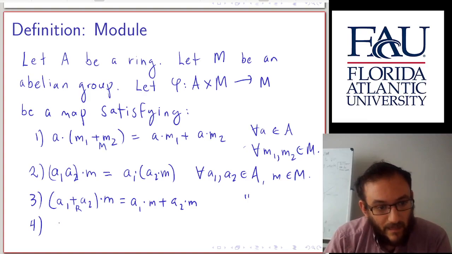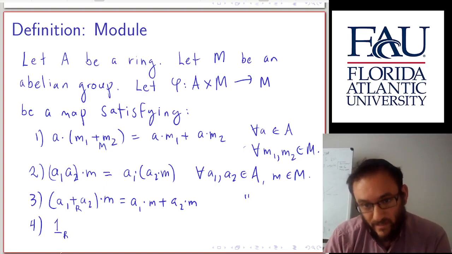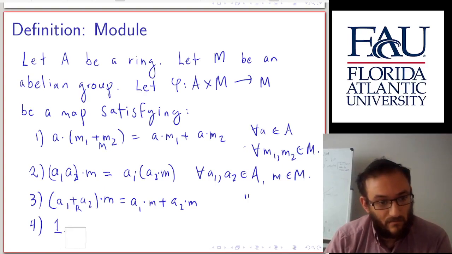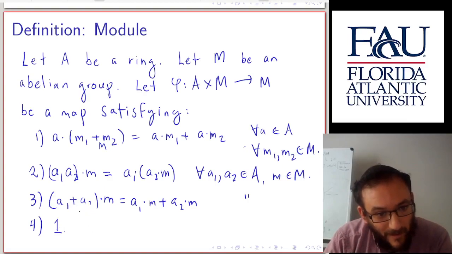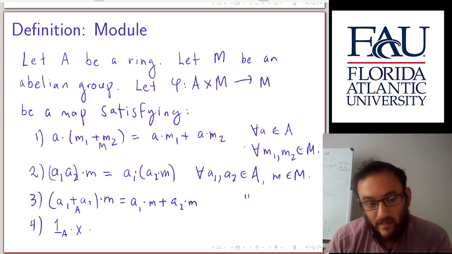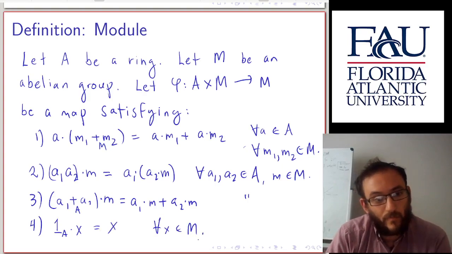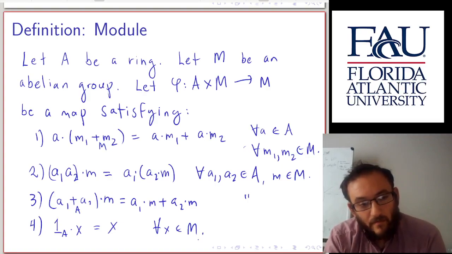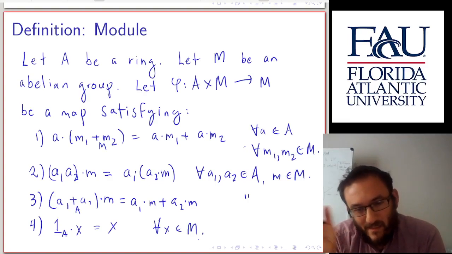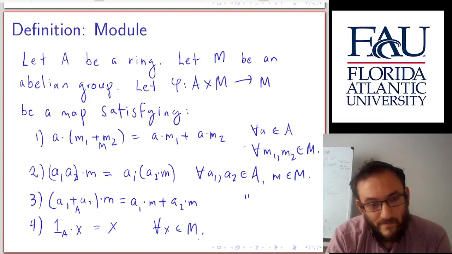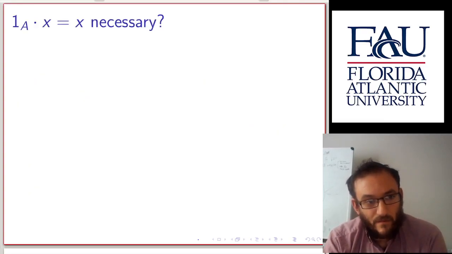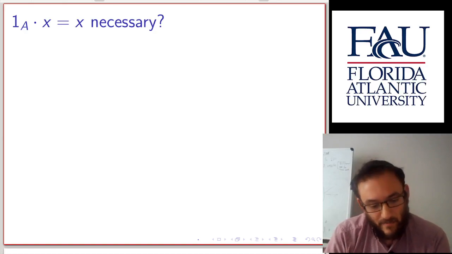Finally, we need that if you take the multiplicative identity element in the ring, oh, I forgot that we're calling our ring A. This is A, this is A. And you act on any element of the module, you should get that element back. So for any x in M. Okay. And whenever I see these axioms that involve the identity, it makes me think whether you really need that axiom, whether you could infer it from some of the other things. So let's consider that question. Is that last axiom necessary?